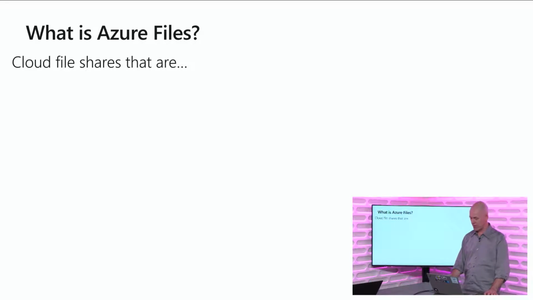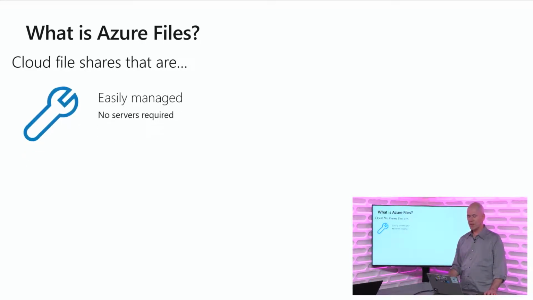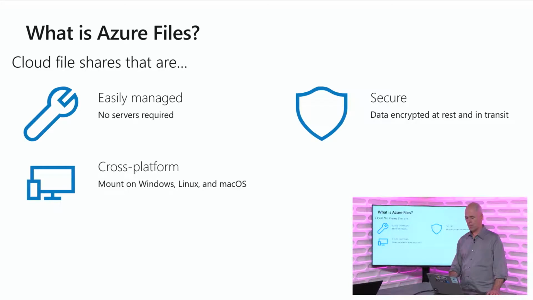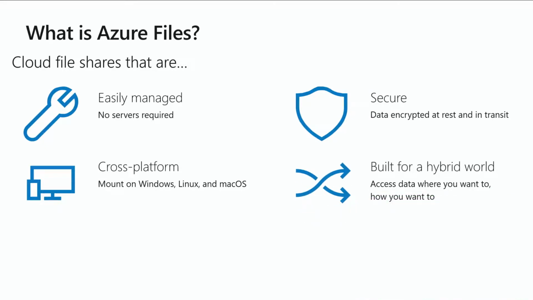So what is Azure Files? It's a fully managed cloud service, so you don't have to manage individual servers, update them, patch them, and monitor them. We ensure that it's secure with fully at-rest encryption, as well as in transit. And it's cross-platform. Any SMB 3.0 or 2.1 client OS can be used to access, including Windows, Linux, and Mac OS. And we built it for a hybrid world.